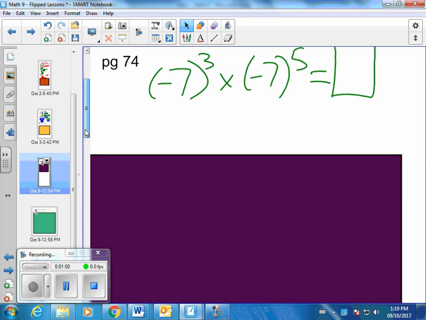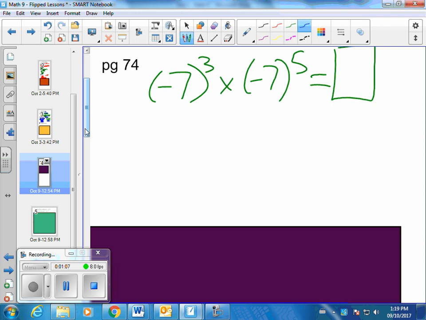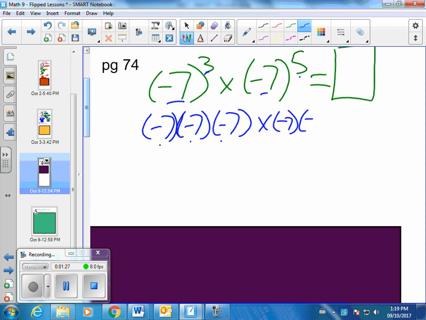The way that we're going to do that is we're going to show you why and how we can solve this easier, but we're going to show you the simple way by doing the hard way first. So what I'm going to do is break each of these exponents into their individual parts. So we have negative 7 to the 3rd power times negative 7 to the 5th power. Now, I wrote a multiplier sign in the middle.